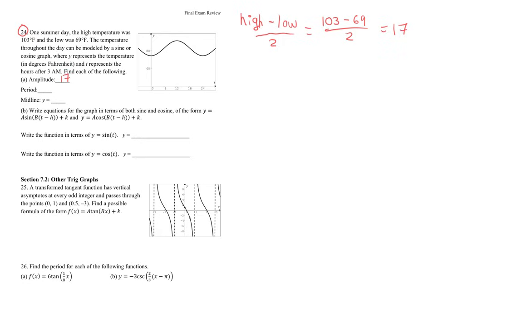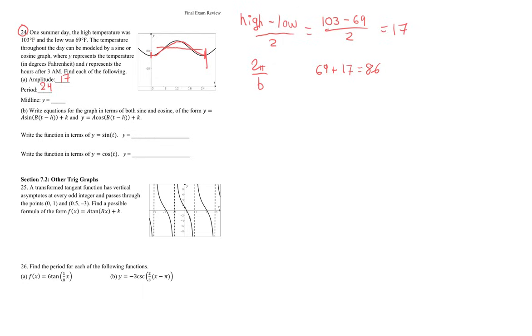The period is going to be our 2 pi over b, if we remember that from our formula. So we need to figure out how long it takes for it to go through one whole cycle. So in this case, our period is 24. It takes 24 hours. Our midline is going to be the center point here. So in this case, it is our lower point, 69, plus our amplitude, 17, which is equal to 86.